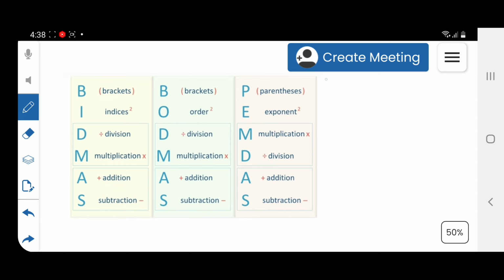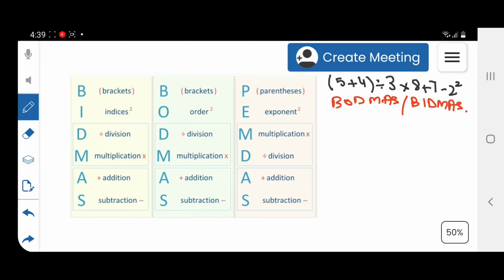So the question is 5 plus 4 divided by 3 multiplied by 8 plus 7 and then minus 2 square. So this is the question. First solve it with BODMAS or BIDMAS. According to BODMAS or BIDMAS, we have brackets first. So here are the brackets. 5 plus 4, that is 9. 9 divided by 3 multiplied by 8 plus 7 minus 2 square.